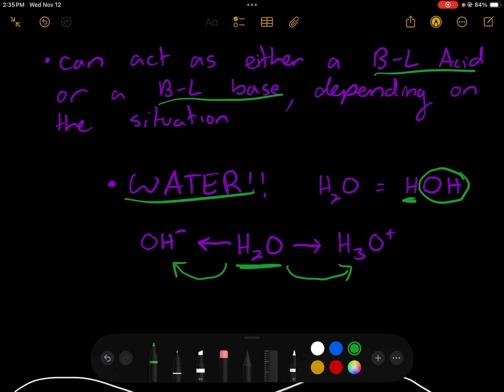So again, amphoteric substances can do either one, and water is your best example here. There are a few other substances that can do that as well, like amino acids have a bit of amphoteric character to them, but water is the one that you need to be worried about. All right.